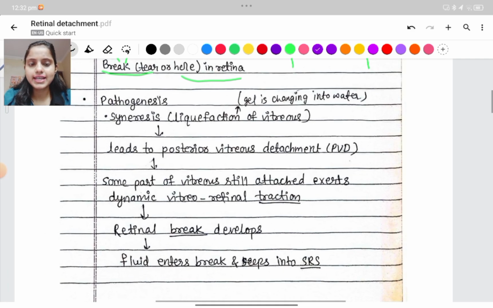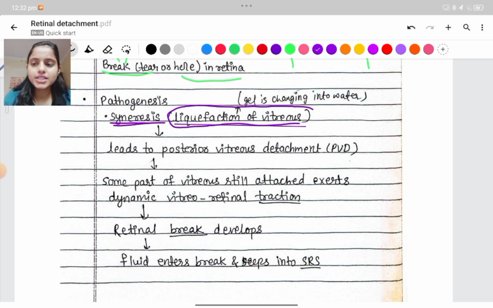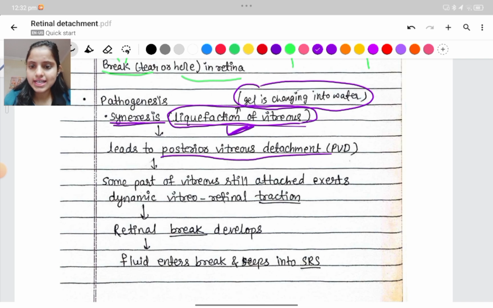Pathogenesis of retinal detachment. There is syneresis, which means liquefaction of the vitreous. Normally, the vitreous chamber contains vitreous fluid, which is a gel, and in liquefaction the gel is changing into water. So it leads to posterior vitreous detachment. Some part of the vitreous is still attached to the retina, which exerts dynamic vitreoretinal traction.